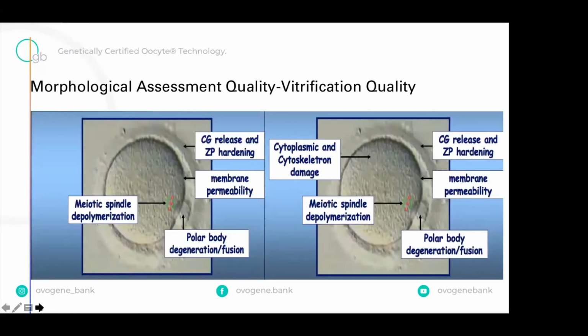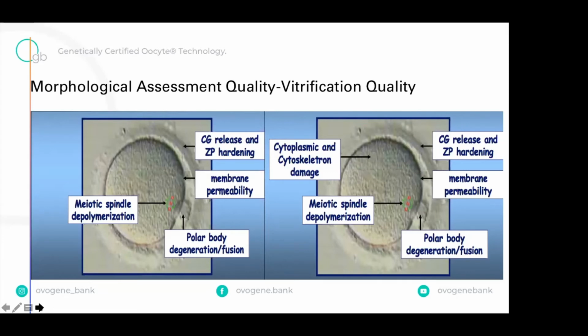Of course, we can still choose the best oocyte and use high quality vitrification techniques and everything, but when you thaw the oocyte, there may be possible damage, which will not directly affect the outcome, but you can see polar body degeneration or fusion. You can see low membrane permeability, or Zona Pellucida hardening. This is the typical quality 2 oocyte risk. But when you get a quality 1 oocyte, which is really quality 1, you will not see such risks when you thaw the oocytes.